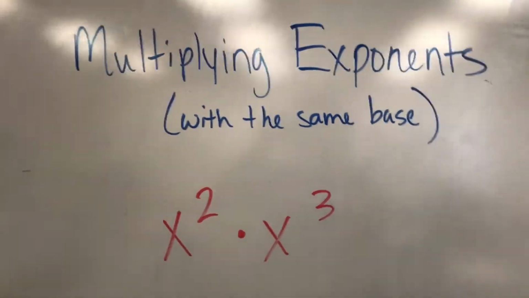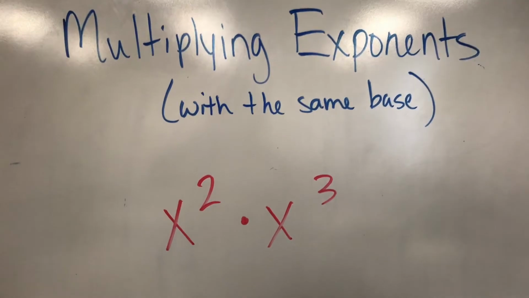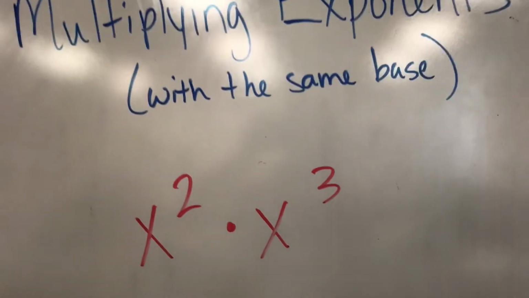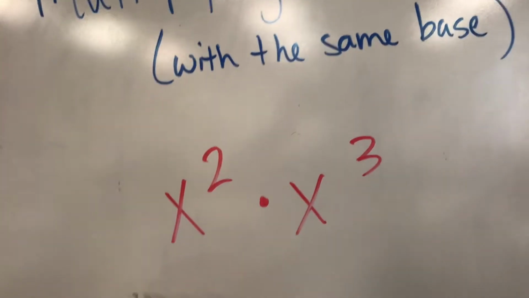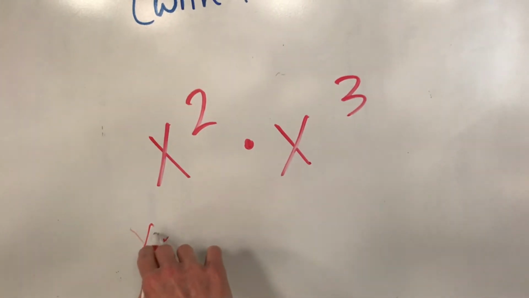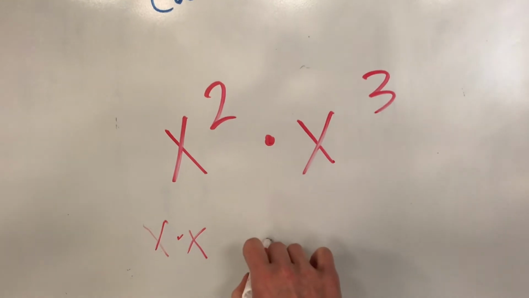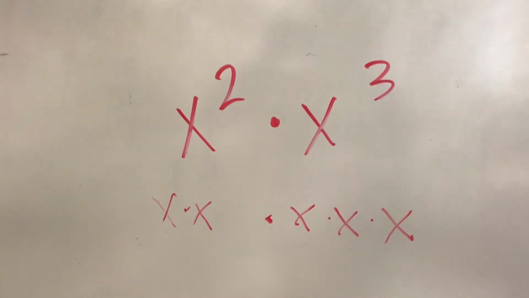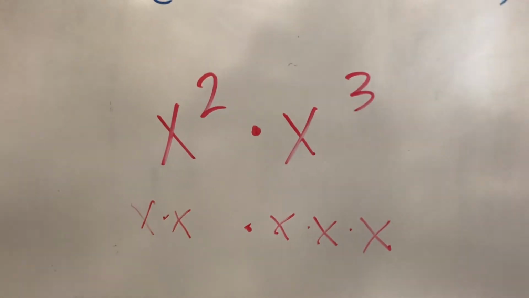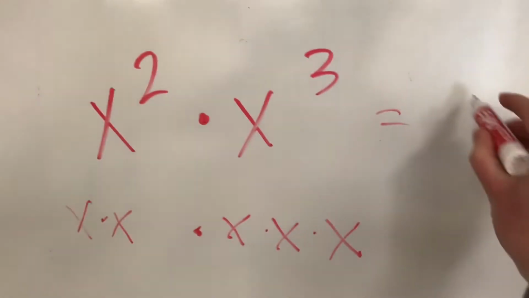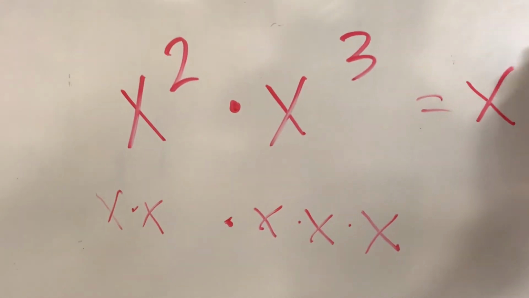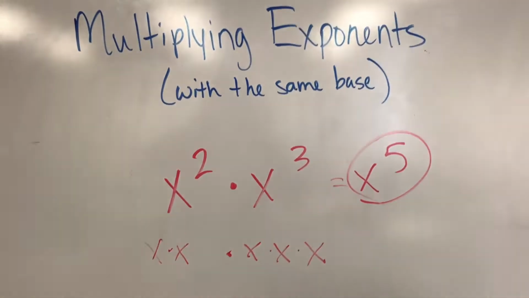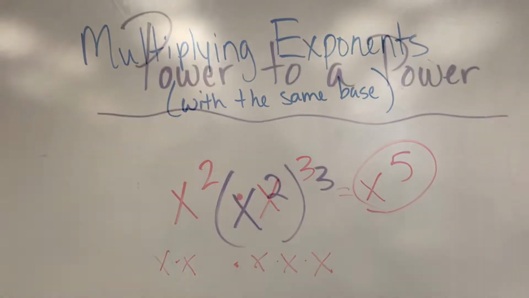All right, so the first rule that we're going to look at is multiplying exponents with the same base, of course. So this is going to be a challenge. We've got x times x, that's x squared, times x to the third, so times x times x times x. Okay, so that's 5 x's, right? So that's equal to x to the 5th power. Okay, so when you multiply exponents with the same base, you just add the exponents.